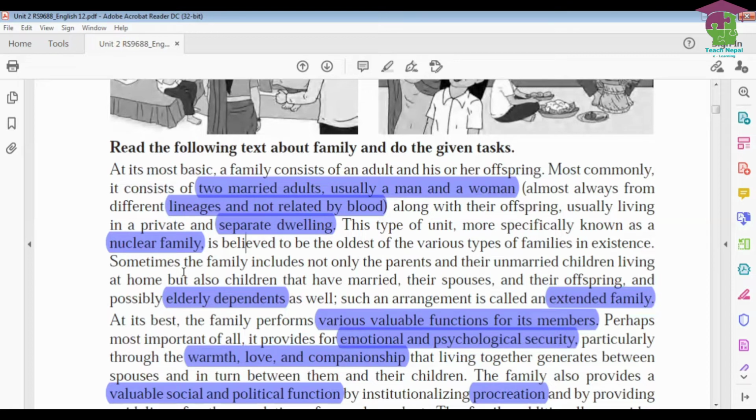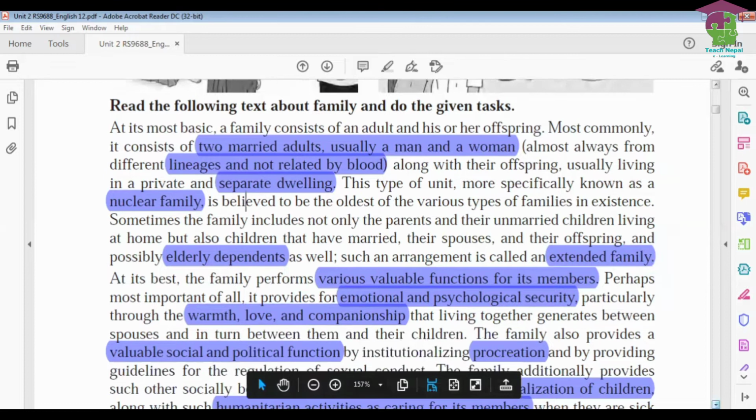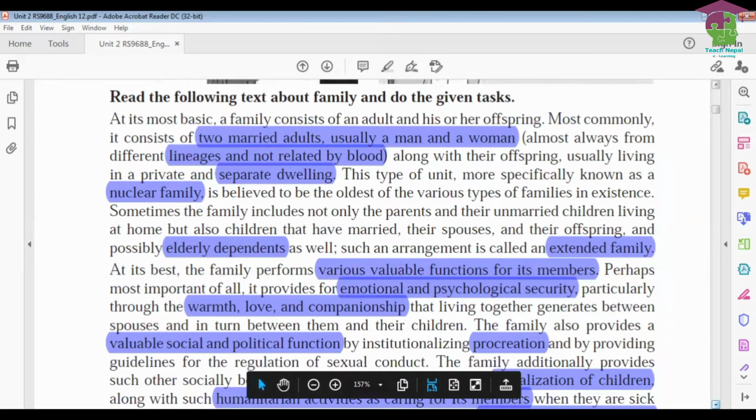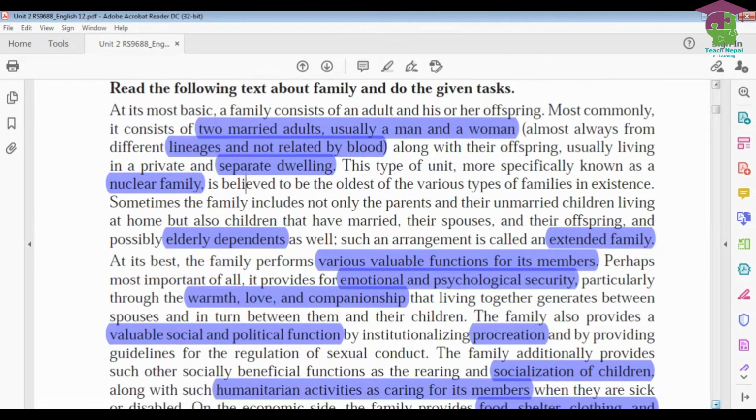Sometimes the family includes not only the parents and their unmarried children living at home, but also married children, their spouses and their offspring, and possibly elderly dependents as well. Such arrangement is called an extended family. So here in this paragraph, the writer talks about the types of family: nuclear family and extended family. In extended family, we could see the different generations, like grandparents, parents, the children, uncle, aunt, right? This is what you call the extended family.